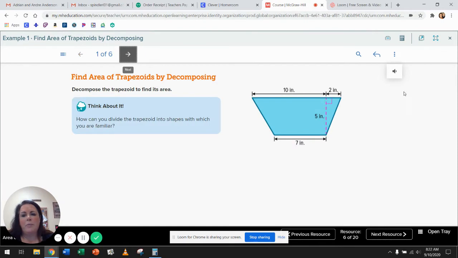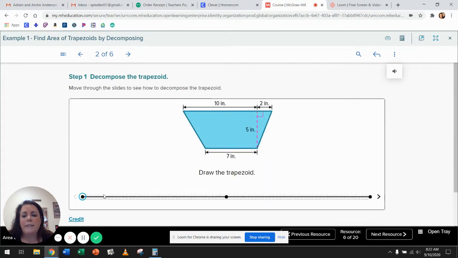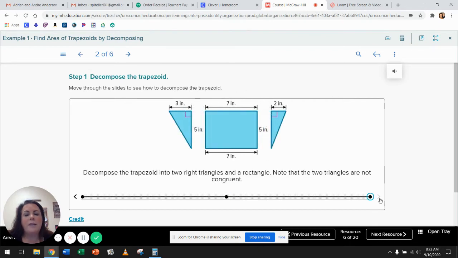Let me back up a little bit. If we wanted to find the area of the shape here, we can actually break it into familiar polygons that we know how to find the area of. So if we take a look at it, we can actually see a triangle, right? Pretty much right there. We also see another triangle on the other side and a rectangle.